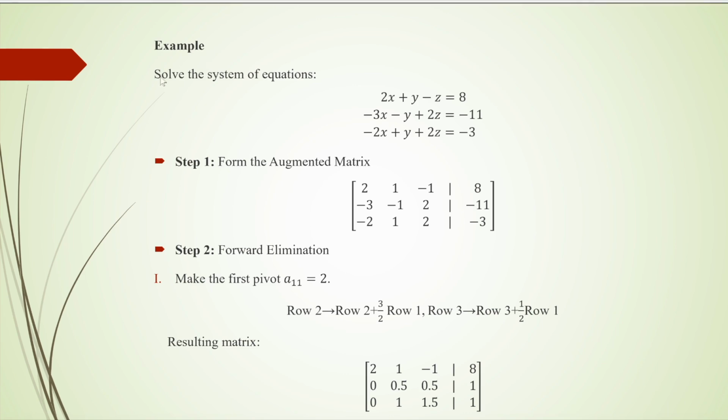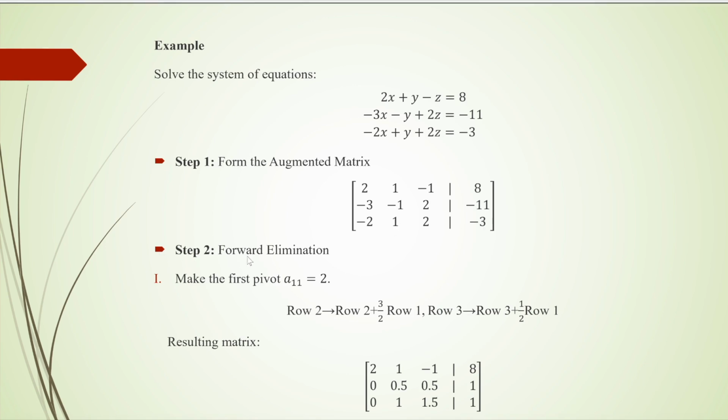For example, these are some equations, 3 equations are there. Then, in step 1, we have to convert these equations into an augmented matrix. This is the main matrix A, and this is the right-hand side vector.